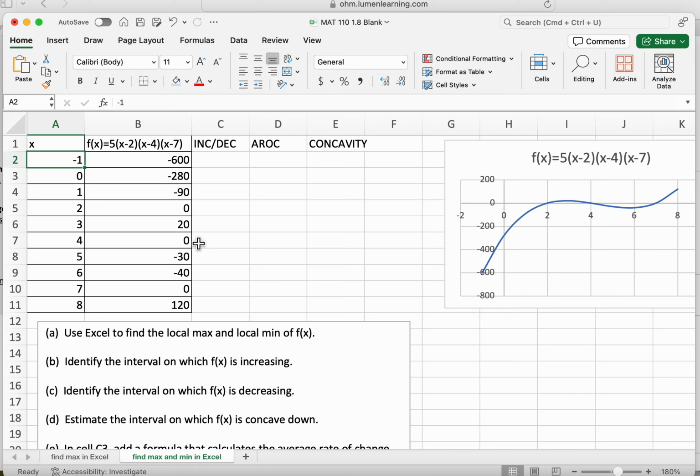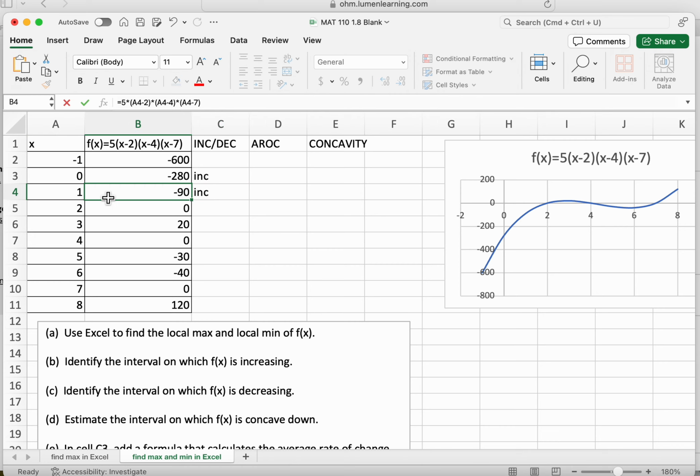I increased x by 1, and my y value, or my f of x value, went from -600 to -280. So it increased, right? I would have to add 320 to get to -280. Then I increase x by 1 again. I go from x equals 0 to x equals 1. And what happens to my y value? I go from -280 to -90. It's increasing. As x increased, what happened to y?